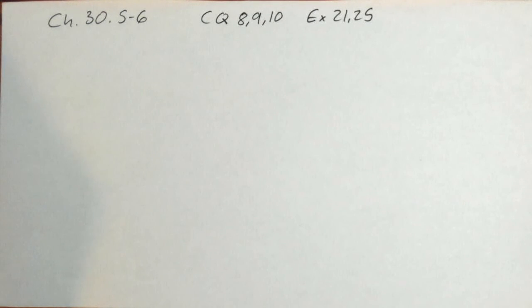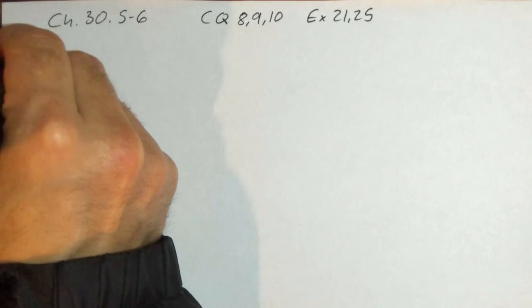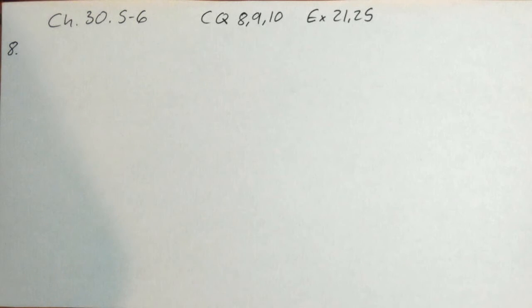Okay, today we're going to cover Chapter 30, Sections 5 through 6. So go read those concepts. There's a number of them, and come back and we'll apply those to these examples. Okay, concept question 8 is an escape speed question.